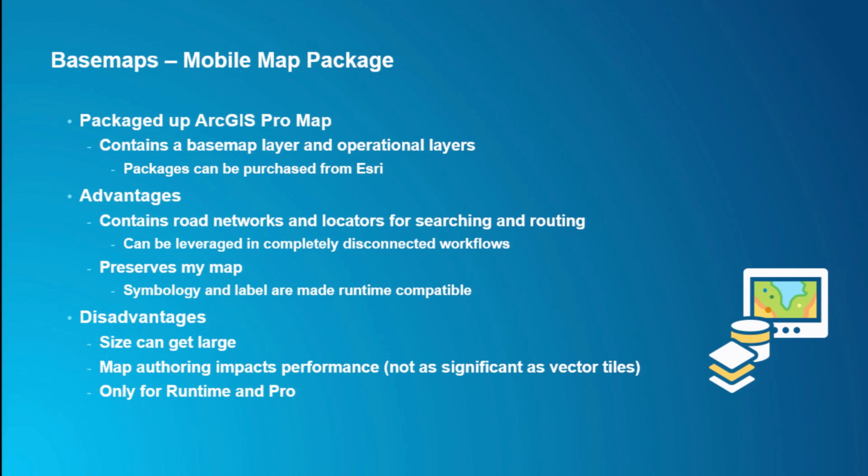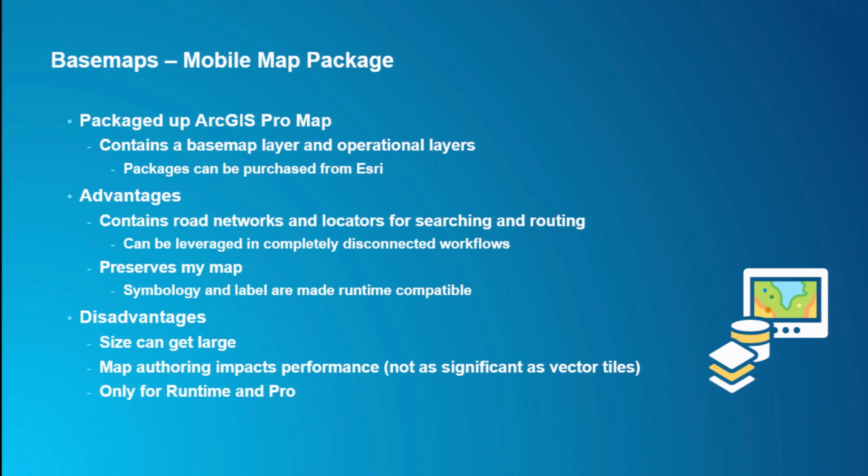So what about mobile map packages? Mobile map packages are basically a packaged up ArcGIS Pro map. It's got a base map layer in it, and you can author the base map layer, and it has your operational layers in it. You could also buy them from Esri. We have mobile map packages for completely disconnected workflows available for purchase with street map data, and so people could do routing and everything. Navigator is an example of an app that uses mobile map packages.